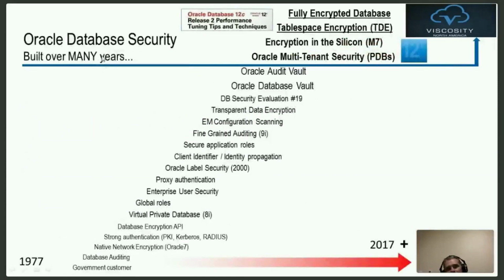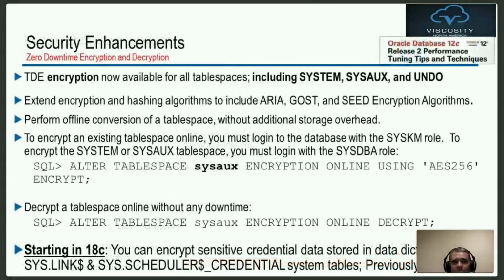And then database security. Some people say, oh, this database I use, it's as good as Oracle, and they have maybe one of these security things in their product, but they don't have all of these that Oracle's been building for 40 years. In 12c, release 1, they've added multi-tenant security, encryption in the silicon. In 12.2, they've added tablespace encryption and fully encrypted database. We'll see some of those in a minute.